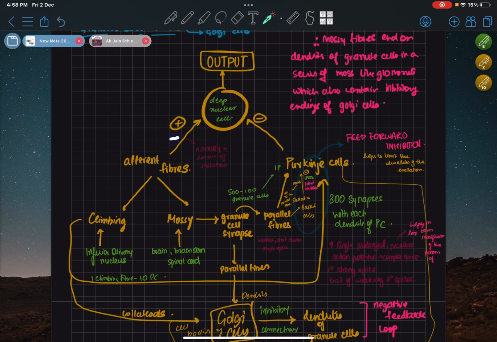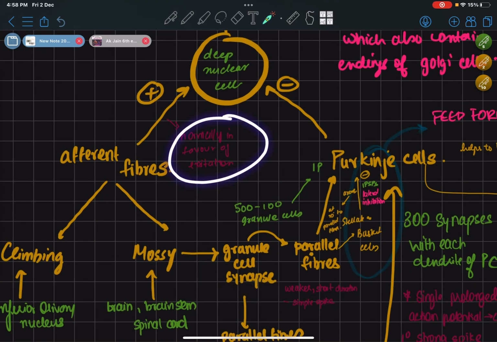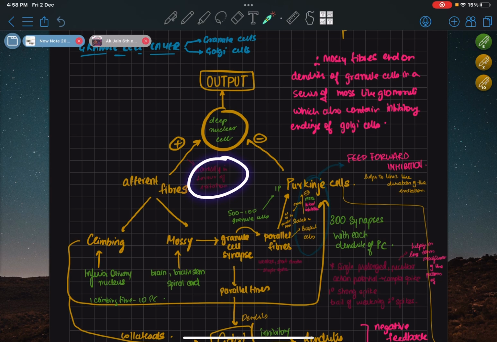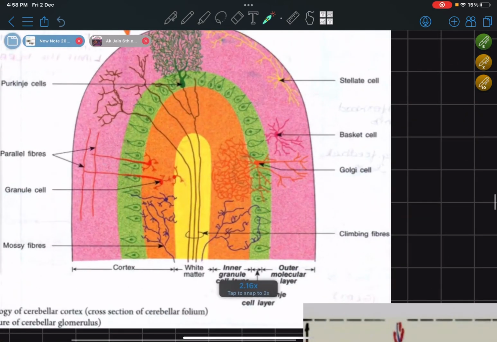So both of these are happening simultaneously 24/7, but normally it is in the favor of excitation. The climbing fibers, as you can see, are coming from the white matter, then they are going through the granule cell layer, and they are reaching the molecular layer. They are synapsing with the dendrites. We already talked about this.